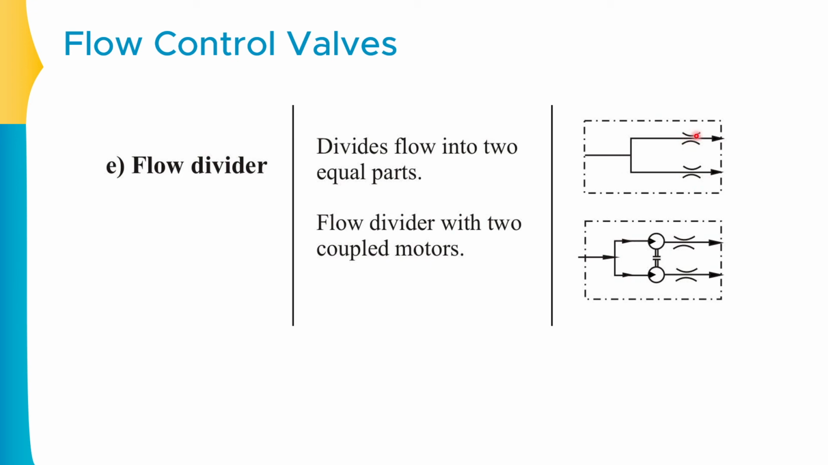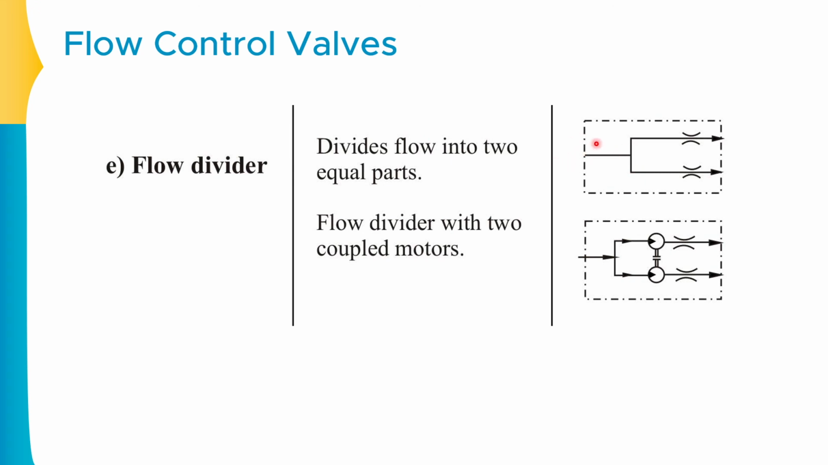This is the throttling valve available. If they are set to a similar pressure, they will divide the flow into two equal parts, but if they are set to different pressures, the system will divide it unequally. So it completely depends on these throttling valves. Basically the function of the flow divider is to take the flow from a single pump and divide it into two parts. So two independent branches of a circuit can be operated with the help of only one pump.